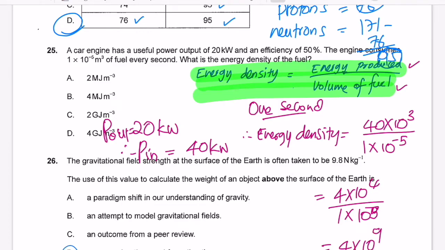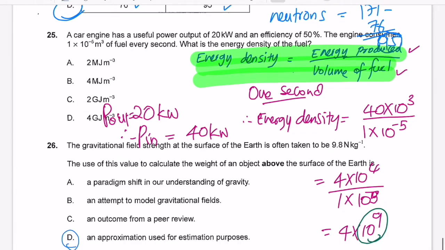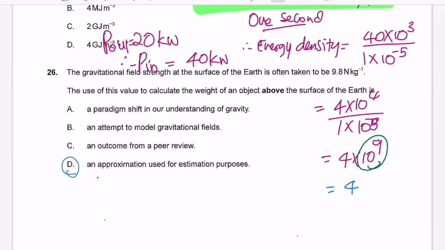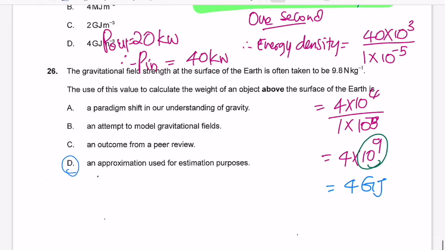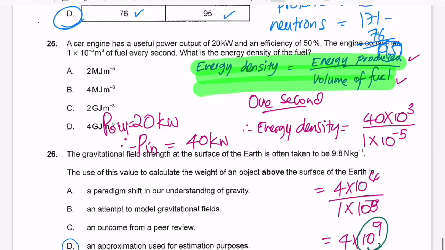This 10 to the power of 9 can be written as giga, right? So 4 giga joule per cubic meter. This is the answer we are looking for. 4 gigajoule. Yes, answer is D.